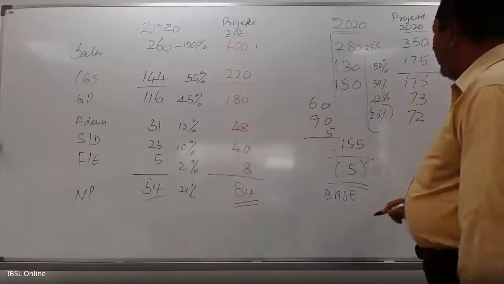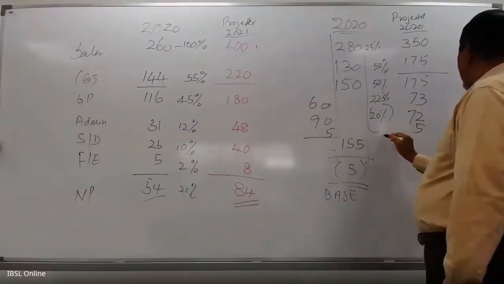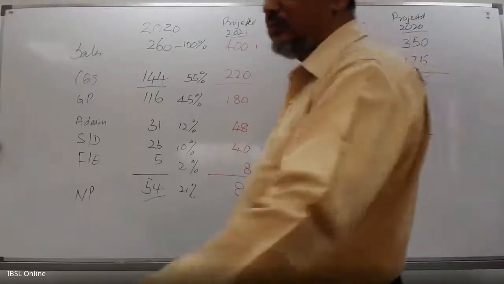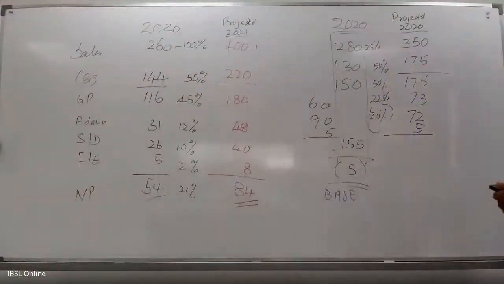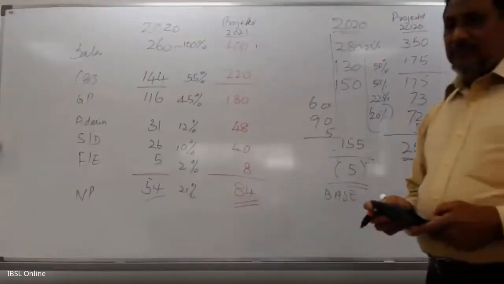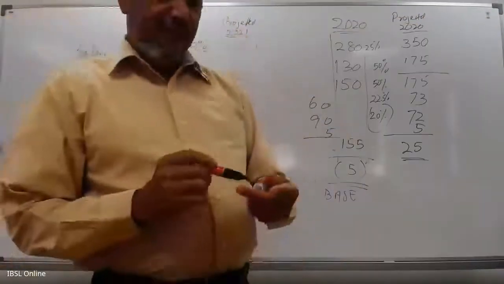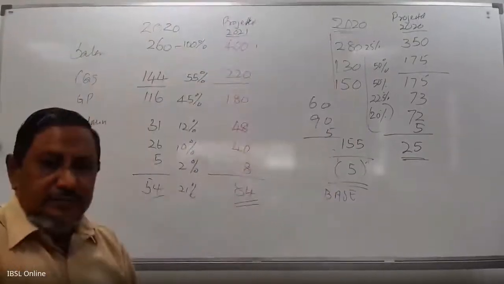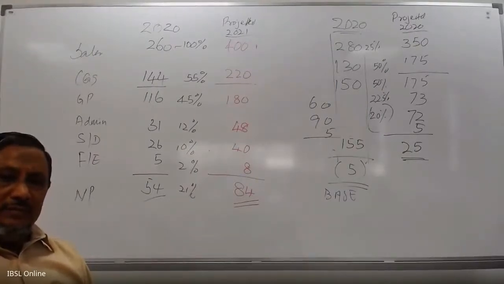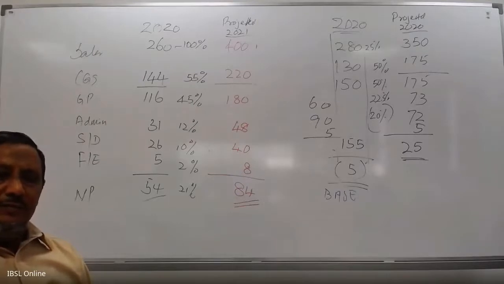Then if I keep it as it is, what would be the profit in this method? 175 minus 73 minus 72 minus 5. Profit is 25. Okay.